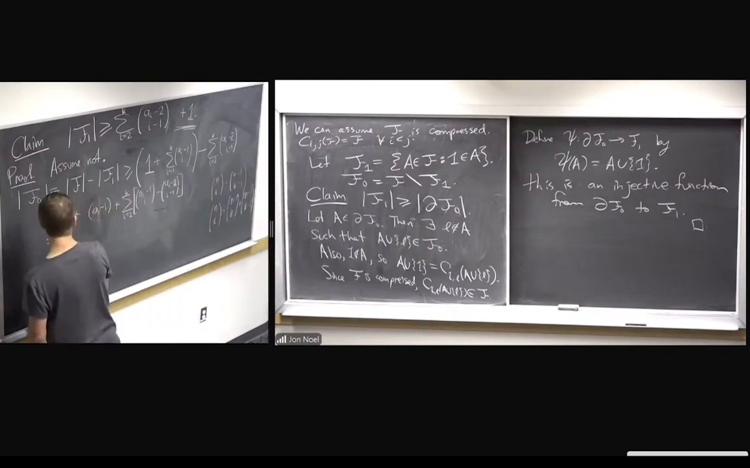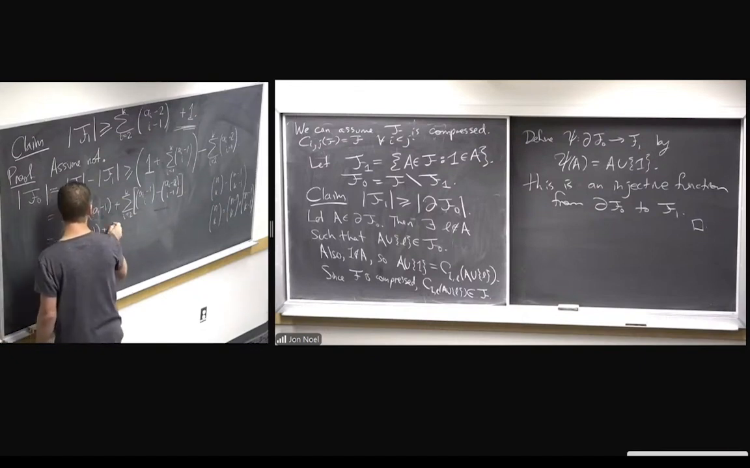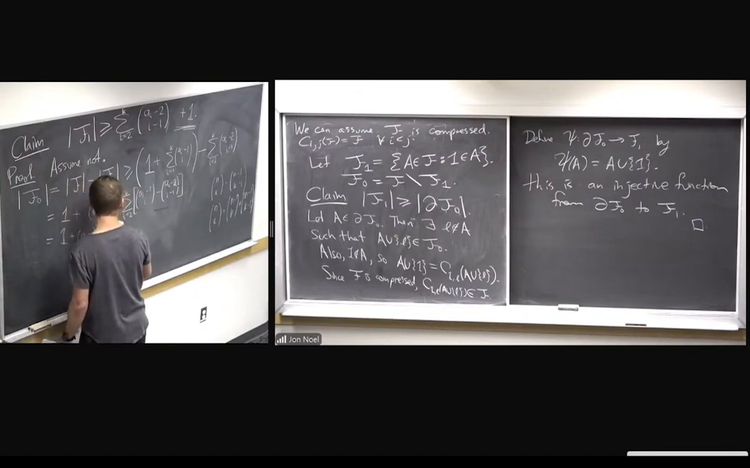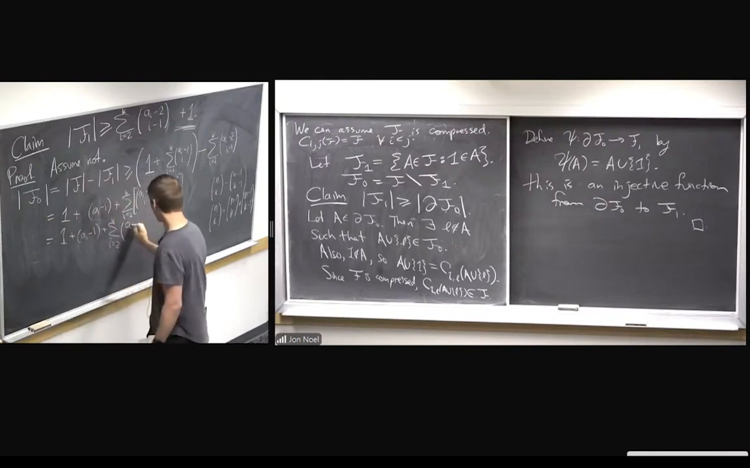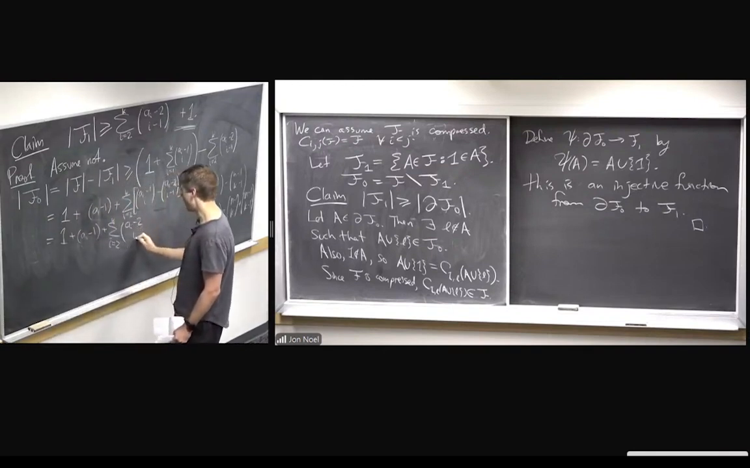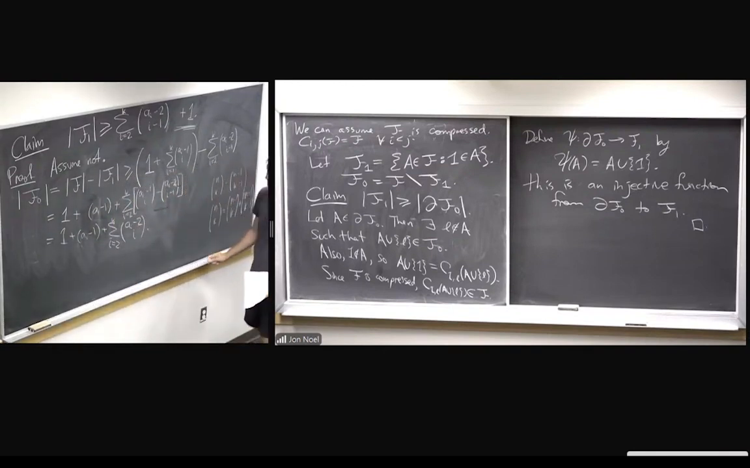So yeah, here I've got one plus A1 minus 1 plus the sum i equals 2 to k of A_i minus 2 choose i, by Pascal's identity, or whatever you want to call it.